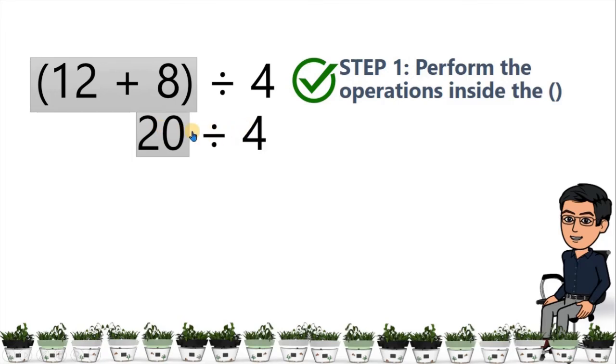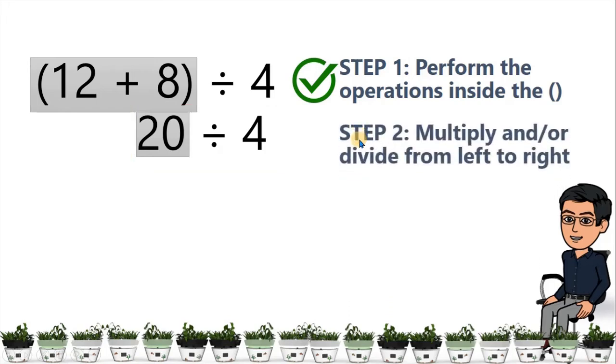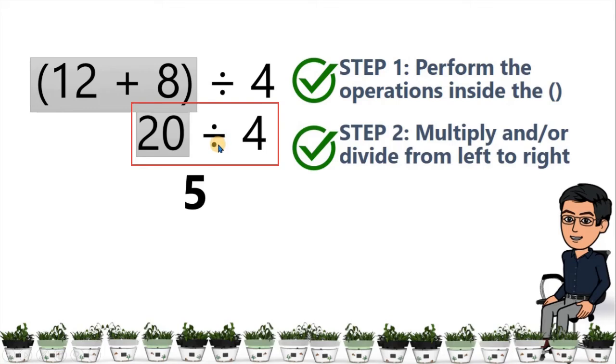Now, we have 20 divided by 4. And it is no longer on step number 1. So what do we do now? Let's proceed to step number 2. Multiply and or divide from left to right. We have here division, so that means step number 2 is a check. And what is 20 divided by 4? That is equal to 5.